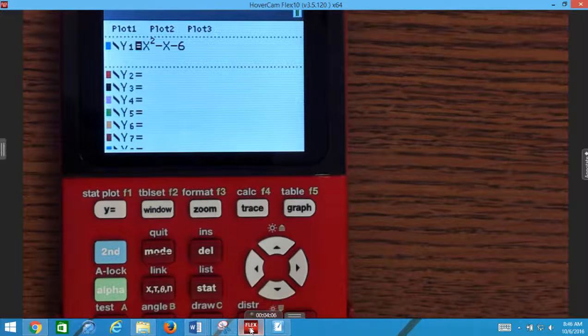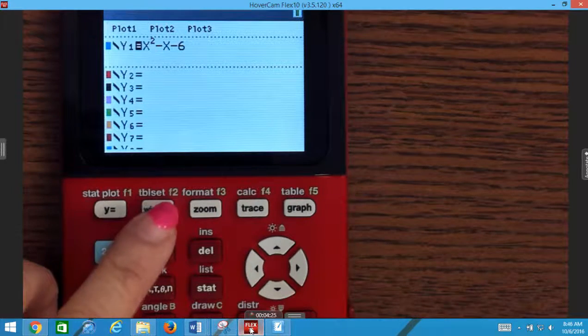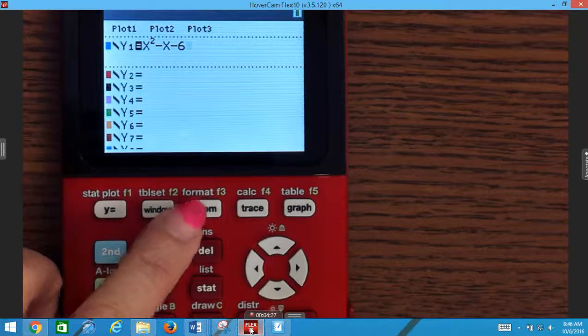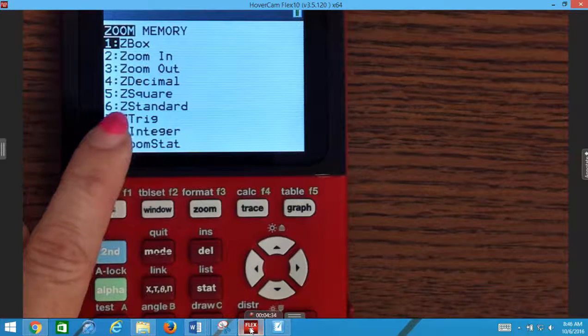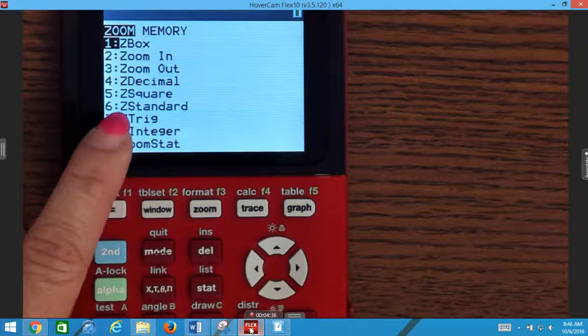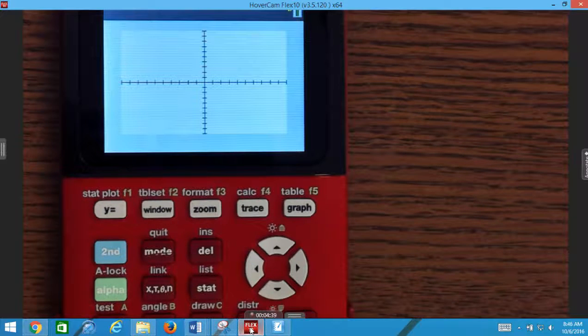Now your window might be off, because we've been doing this for stats recently. Let's fix our window together. You can either go to window, but let's do something that takes 2 buttons to fix your window. Go to zoom, and then choose number 6. You can just hit the 6 button. Zoom standard, zoom 6. And then it will make a nice 10 by 10 window. And we have our graph.